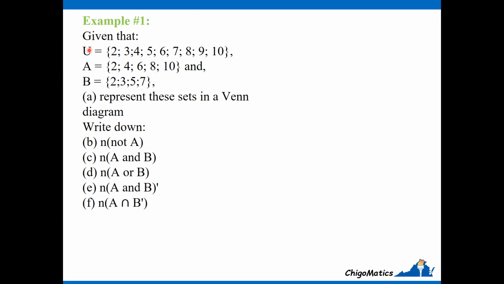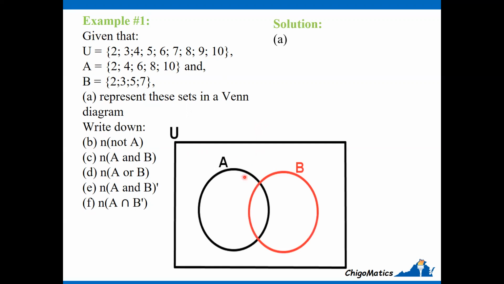Okay. Let us look at example number one. Given the sets U, A, and B, the U represents the universal set. These are subsets, right? We want to represent these sets in a Venn diagram. After that, we answer B up to F. So as a starting point, we have this diagram. Because already I know that A, B are subsets of U, the U is the rectangle, that is the universal set.